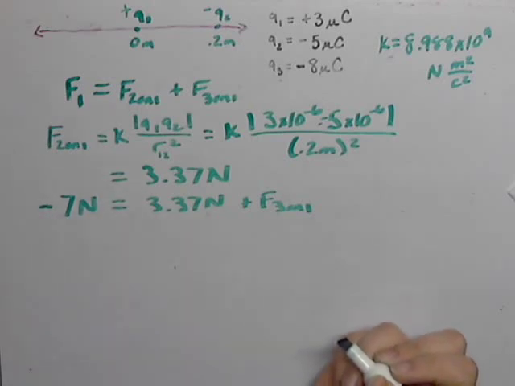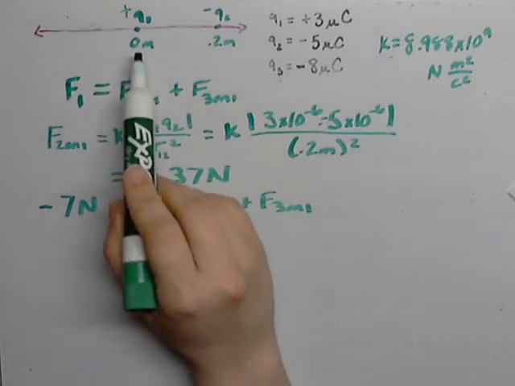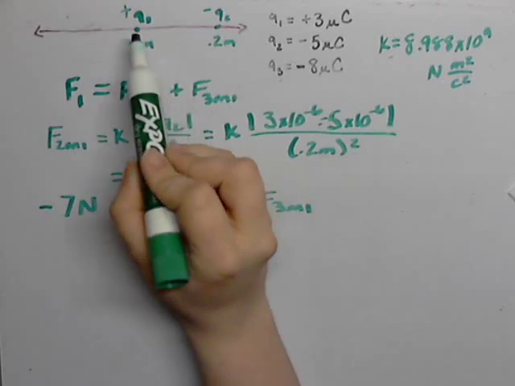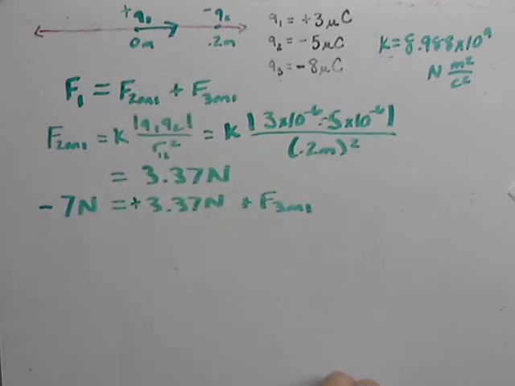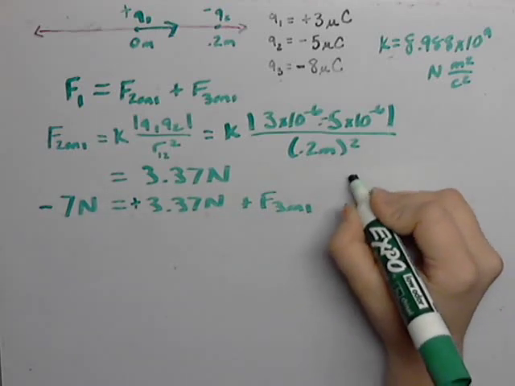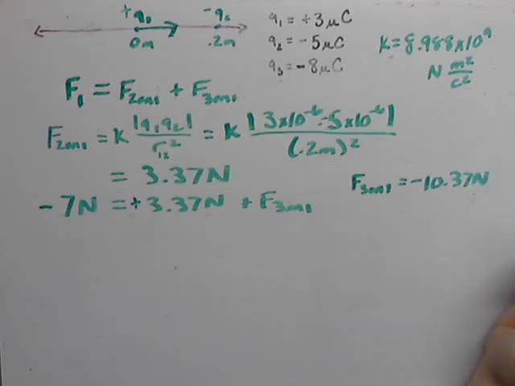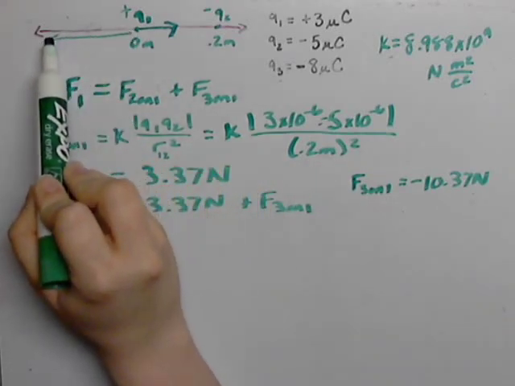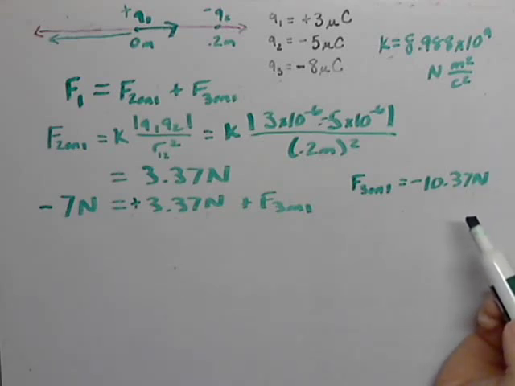And that makes sense. So what are we going to do with this 3.37 newtons? Which direction should it be going in? Since Q1 is positive and Q2 is negative, we know that their forces are going to attract. So the force of Q2 on Q1 is pulling Q1 towards Q2, so it's going in the positive direction. Now we can solve for the force of Q3 on Q1. By just bringing it over to the other side of the equal sign, we get the force of Q3 on Q1 is going to equal negative 10.37 newtons. Again, this negative sign is just telling us which direction it's going in. So now we can put into the picture that this is going to be F3 on 1. All right. Now we know where we can put our Q3.